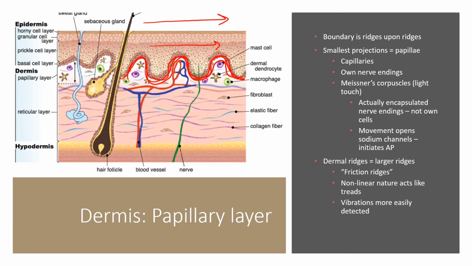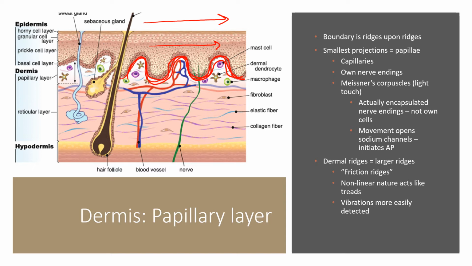Those larger friction ridges act like treads. So when you look at a tire, for example, you'll notice that the tires on your car are not perfectly smooth. They instead have ridges to them. That increases the surface area of your tire, and so you're able to gain better traction. With your fingers, it's the exact same thing. If your fingers are perfectly smooth, it's going to be harder to pick up small things than if you have treads on your fingers, if you have these friction ridges on your fingers.